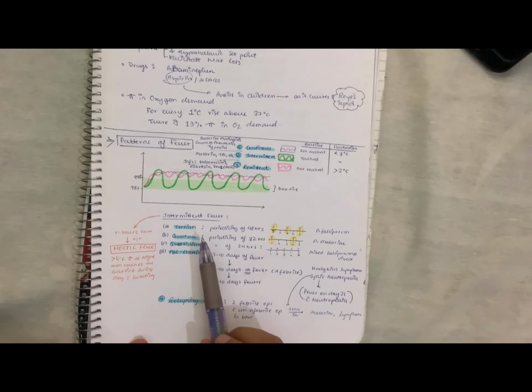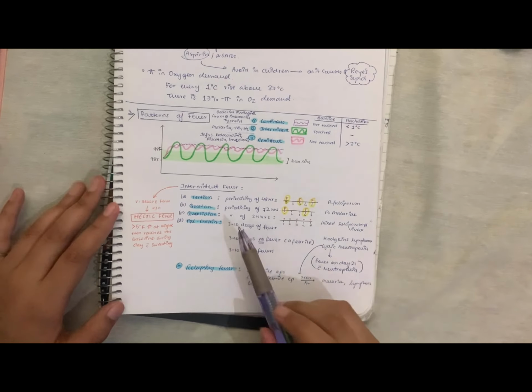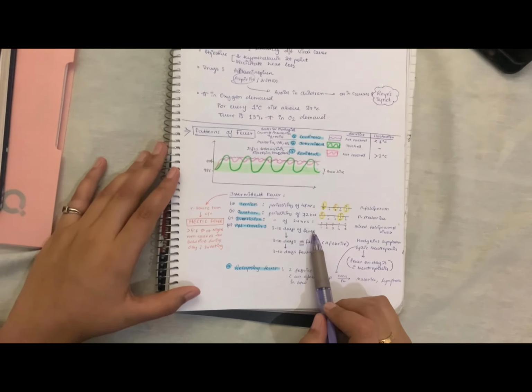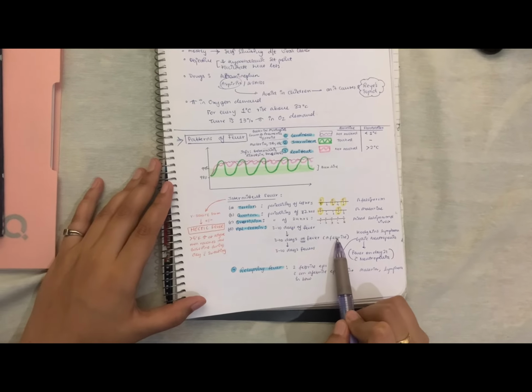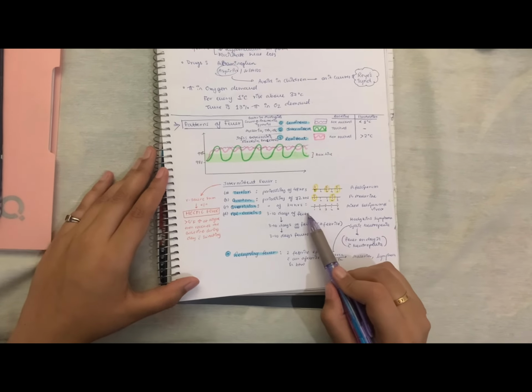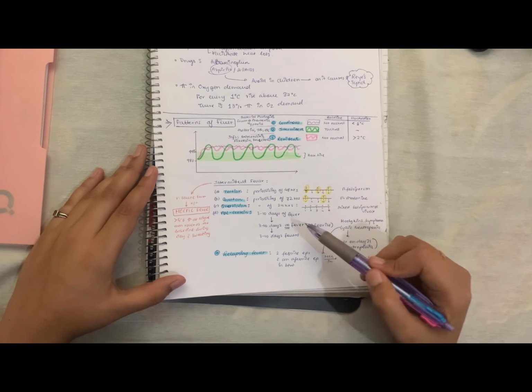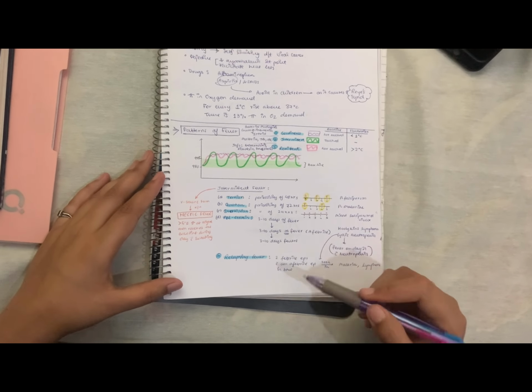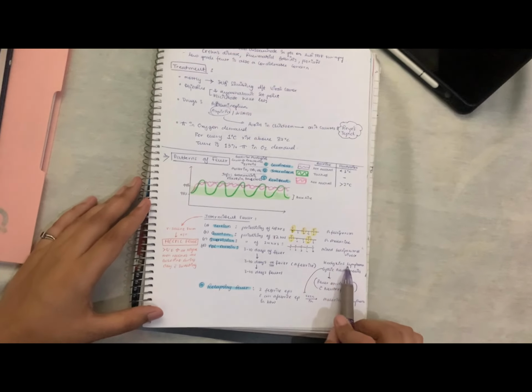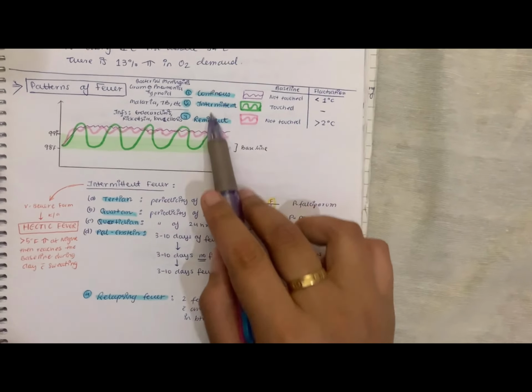Next type of intermittent fever is pel-ebstein fever. Pel-ebstein fever, there is fever for 3 to 10 days, followed by 3 to 10 days no fever. That is known as afebrile phase. So in this fever, there is febrile phases followed by afebrile phases for 3 to 10 days, then again febrile phases for 3 to 10 days, and so on. The example of this type of fever is Hodgkin's lymphoma. These are the 3 types of fevers.